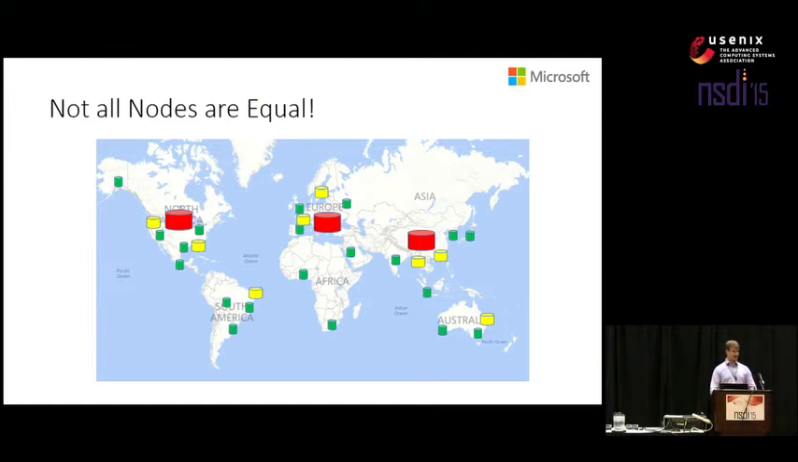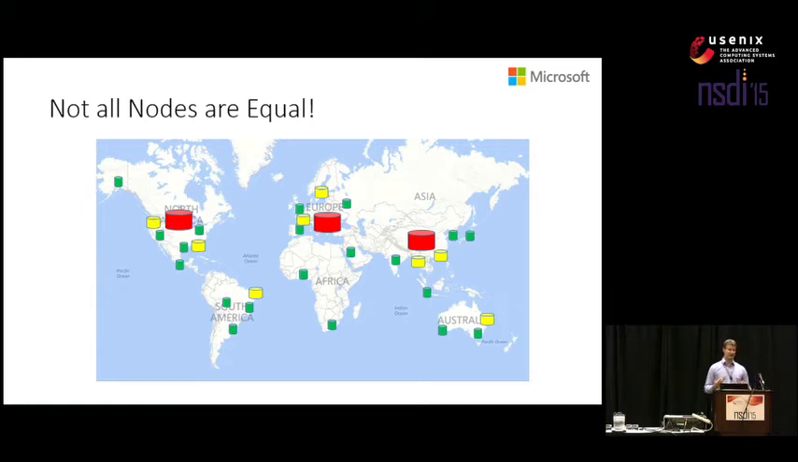Then we have edge nodes which actually exist inside of our data centers. So you can think of these as existing inside of Azure as an example, where you have essentially infinite amount of capacity to handle whatever load you throw at it. And these are in fewer locations which will be further away from users though.